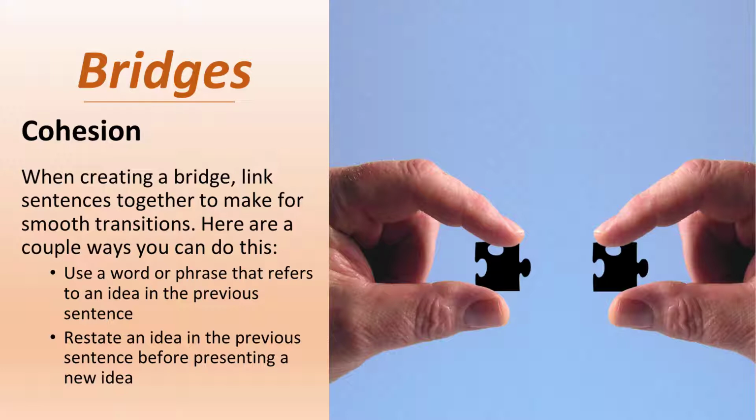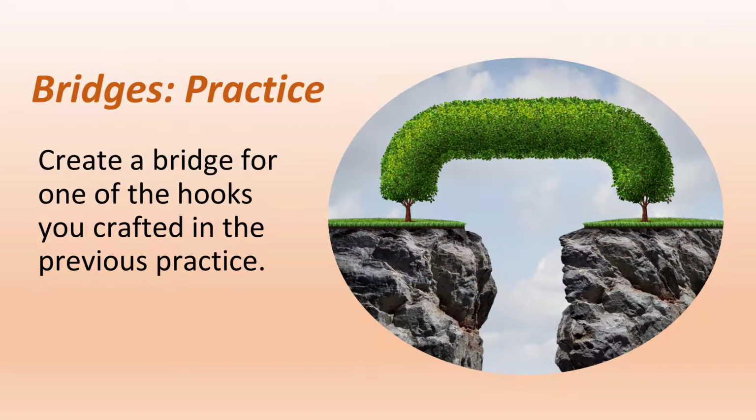Sometimes this is called the given and the new, or the known and the new contract, where the first part of the sentence is what was said previously. It's a restatement. And the second part introduces new information. Let's get some practice with this as well. So now create a bridge for one of the hooks you crafted in the previous practice. You can pause this screen while you do that.